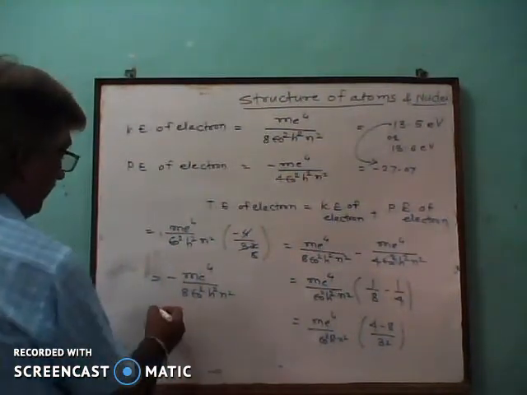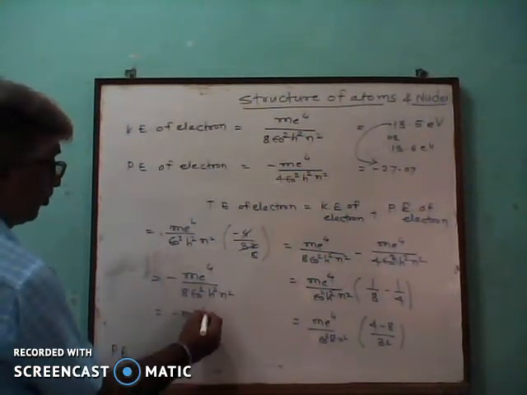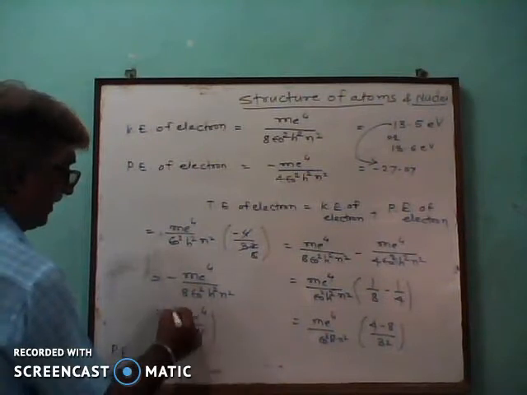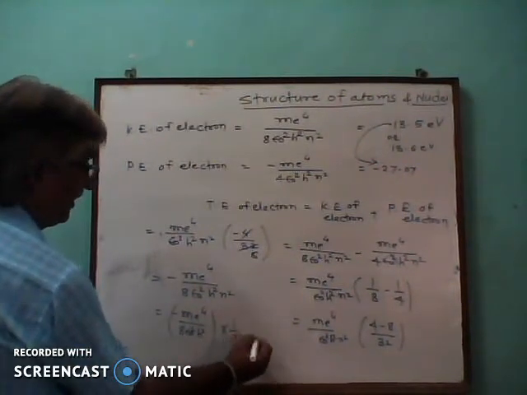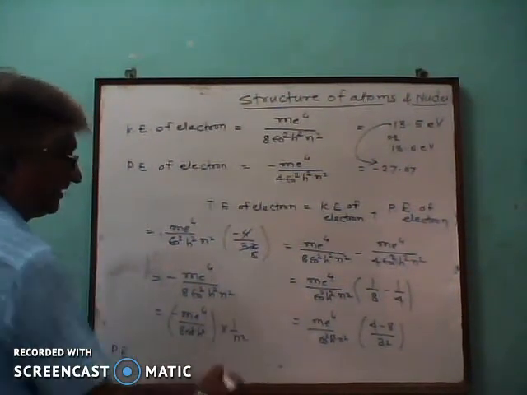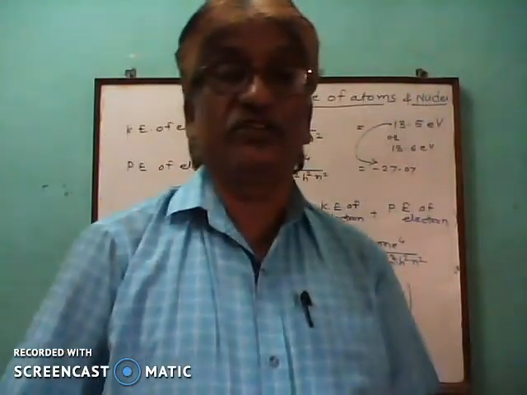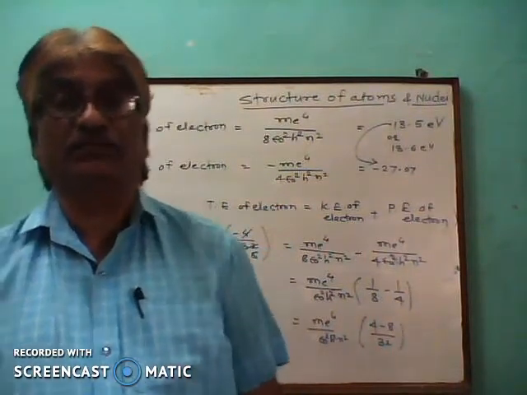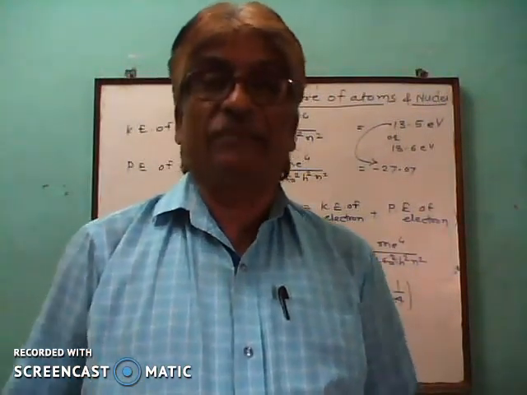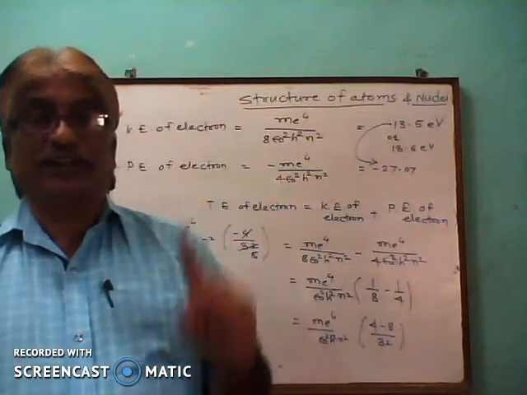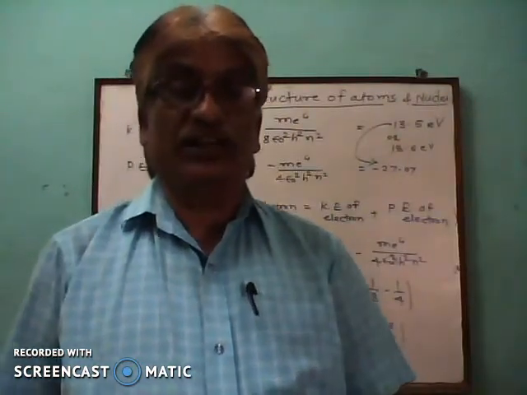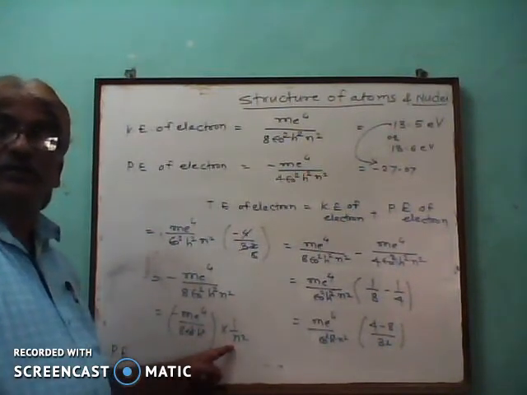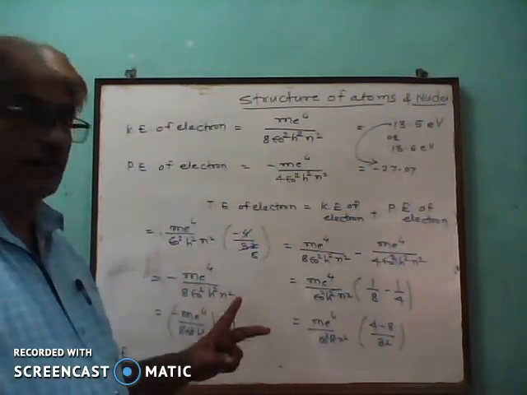So here, minus me^4 upon 8 epsilon 0 squared h squared into 1 upon n squared. If the bracket term is constant, then the total energy of the electron is inversely proportional to the square of the principal quantum number. Similarly, the kinetic energy, potential energy and total energy of the electron are all inversely proportional to the square of the principal quantum number.